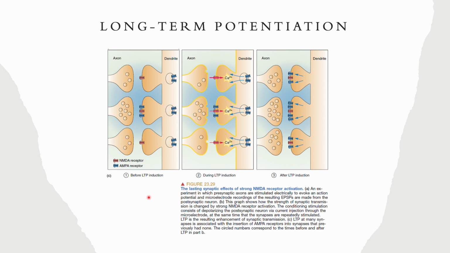So let's take a closer look at long-term potentiation. As you can see in these images, the NMDA receptors are red and the AMPA receptors are blue. And we can see in all of these examples, there are 3 presynaptic neurons and 3 postsynaptic neurons. We're going to look at each stage of long-term potentiation. Before long-term potentiation, we don't see any activity. But during long-term potentiation induction, we can see that calcium is being released, allowing the release of neurotransmitters from these synaptic vesicles.